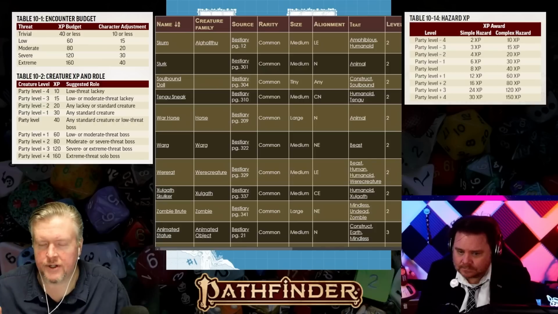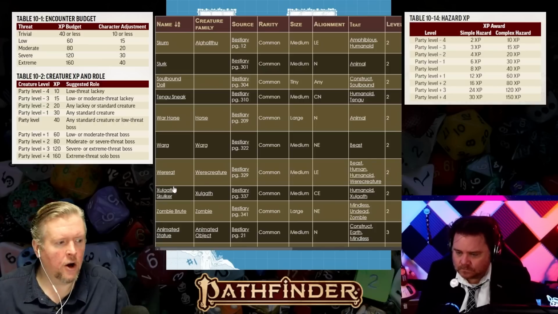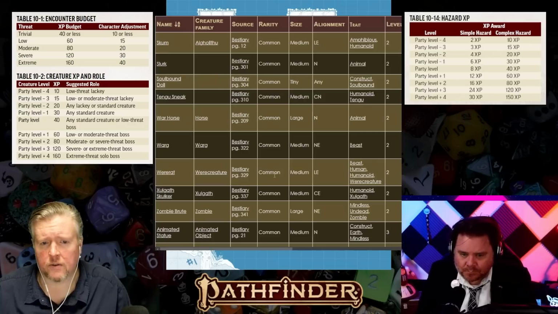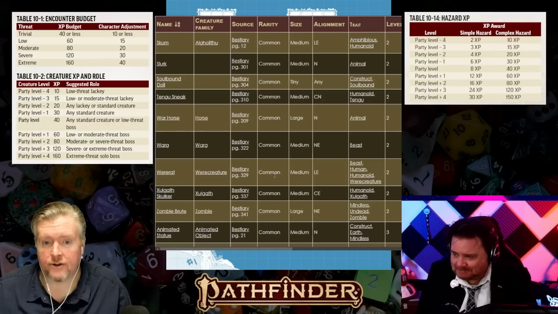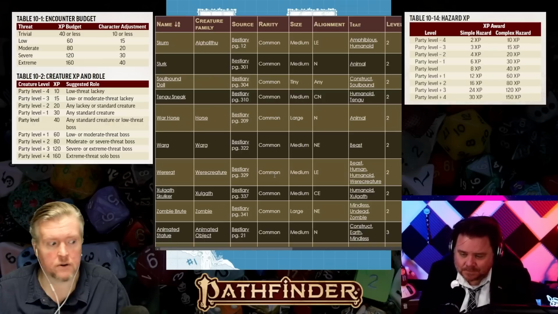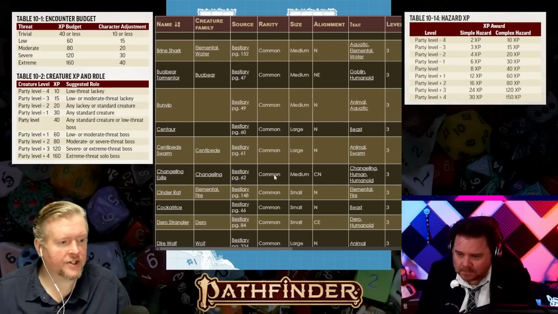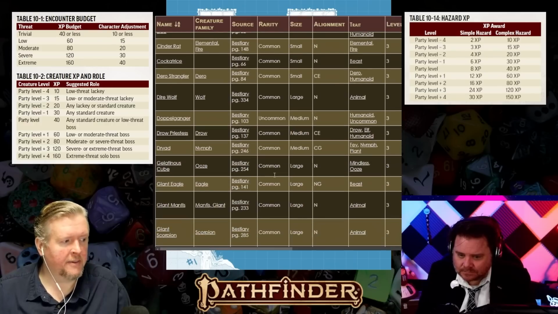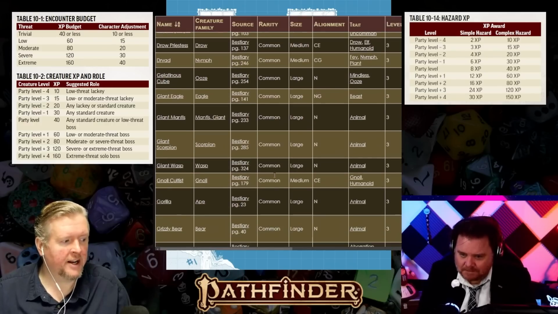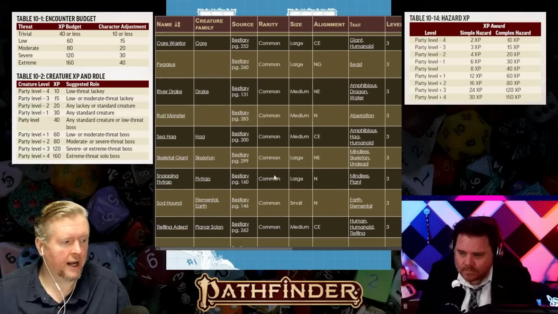I've been scrolling through this while you've been talking, and I'm like, okay, maybe a level 3 monster, right? Something that's worth 80 XP by itself. That's going to be a hard fight, a moderate to severe threat boss monster. But looking at this table, I frankly don't see much in level 3 that's going to make a lot of sense. There's not very many good undead in here that are going to work at level 3.